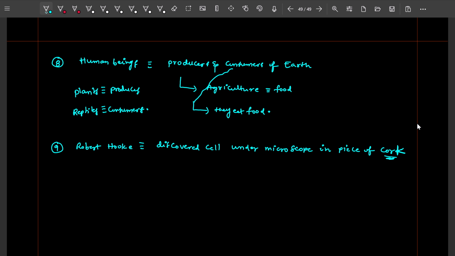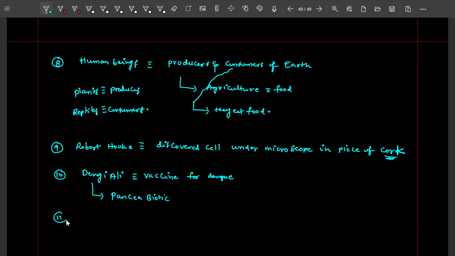Okay, then the next one is Dengue Alley. Dengue Alley is nothing but the vaccine for dengue. This vaccine for dengue is developed by Pancea Biotech.